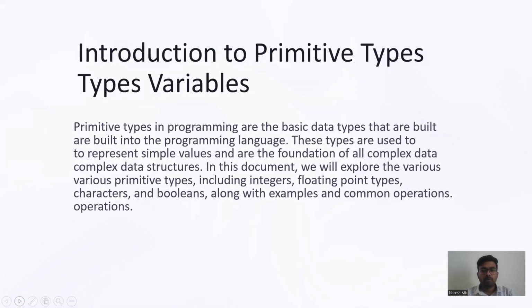Today I will discuss primitive data types and types of variables. Primitive types in programming are the basic data types that are built into the programming language. These types are used to represent simple values and are the foundation of all complex data structures. In this document, we will explore the various primitive data types, including integers, floating points, characters, and booleans, along with examples and common operations.